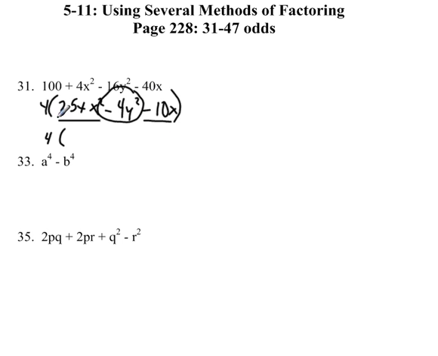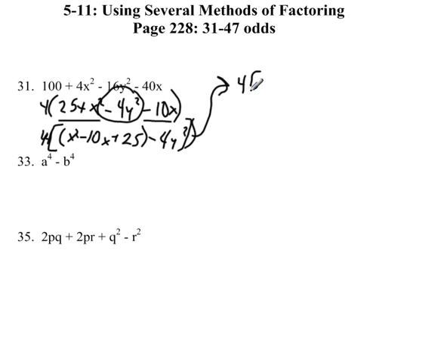Now that 4 is going to hover outside of each step of your problem. I want to start out with my x squared, and then put my negative 10x in there, and my positive 25, and then I'll put minus 4y squared at the end. And that needs to be a closed bracket. Alright, now let me go up here. I'm going to start with a 4. I'm going to start with that bracket again.